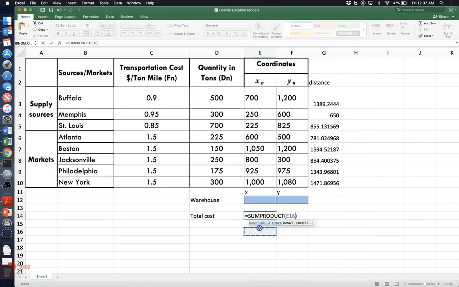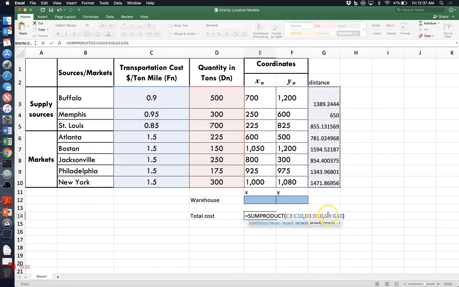So we're going to do sum product. Now we've used sum product before, but only with two arrays. You don't have to do that. We can do sum product with multiple arrays. So we're going to do sum product of the f values, the d values, and the distance values.